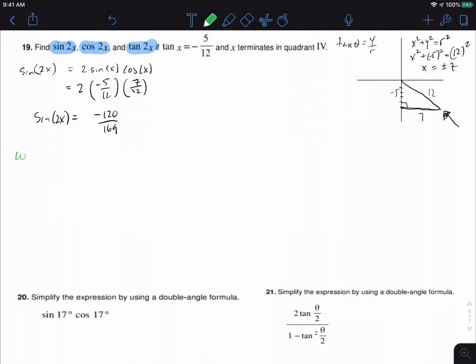For cosine of 2x, for that formula we can use 3 different kinds. It doesn't matter which one we use. They're all going to work out just fine. But let's just say that we use 2 cosine squared of x minus 1. So we're going to get 2 times, and cosine, remember, is 7 over 12 in this case, squared.